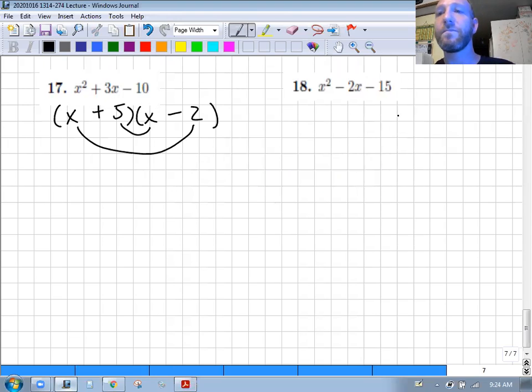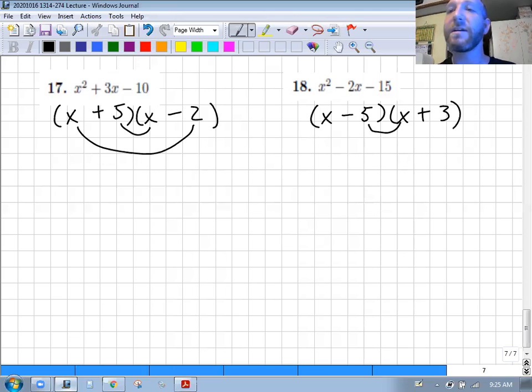This one should be easy because a 5 and a 3 give us 15, right? And 5 minus 3 is 2. We have an x, a 5, and a 3. We want to get a negative 15. One has to be negative, one has to be positive. We want to get a negative 2x, so we need to make the 5 negative and the 3 positive. We have a negative 5x, positive 3x. That gives us a total of negative 2x.